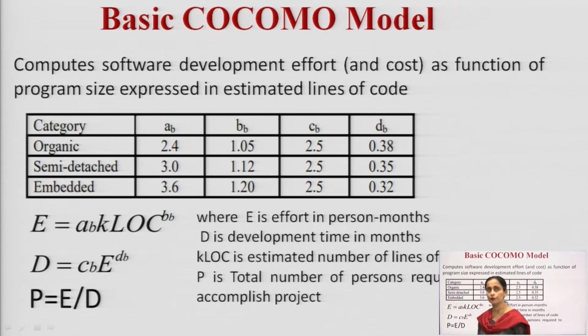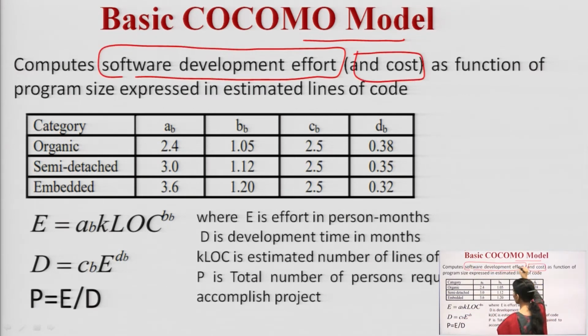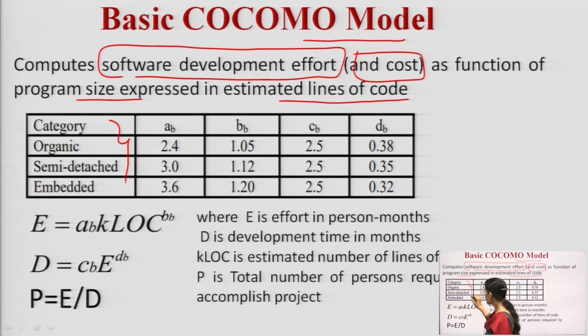Coming to the basic COCOMO model. This model computes the software development effort and cost as a function of program size, expressed in estimated lines of code. Here a table is given for the three types of mode, and the various coefficients have already been defined by B. Boehm. For organic mode, the values of AB, BB, CB and DB are taken as 2.4, 1.05, 2.5 and 0.38.